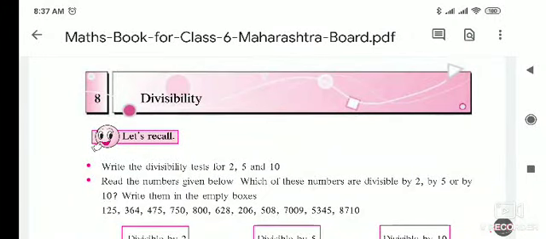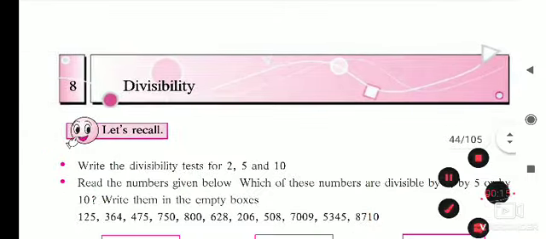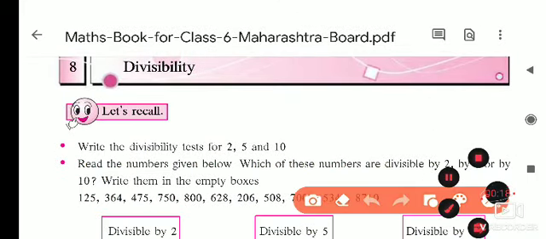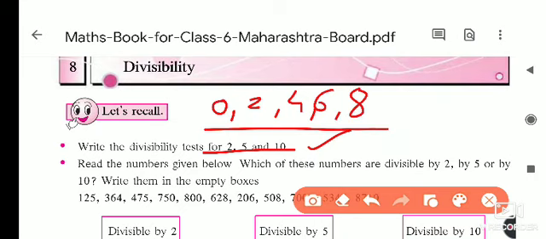Today we are going to solve practice set number 22, and before solving it we will revise all the divisibility tests and then move towards the exercise. First, the divisibility tests for 2, 5 and 10, which you studied last year. The test for 2 is that if a number contains 0, 2, 4, 6 or 8 at its unit place, then the number is divisible by 2. Okay, this is the 2's test.